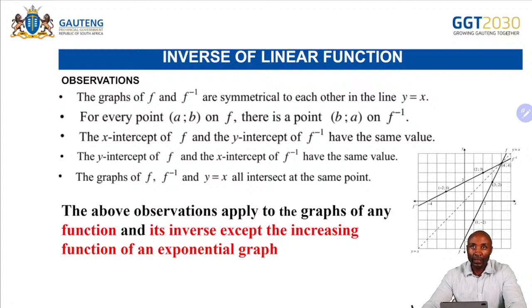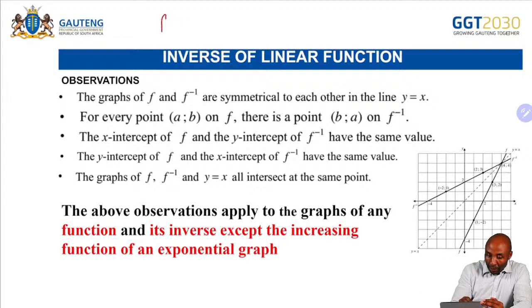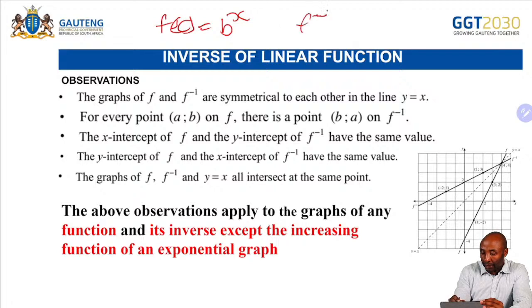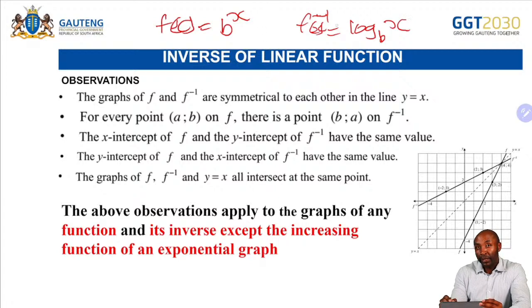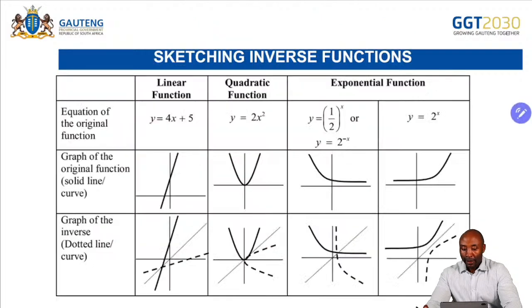But take the two functions: one is f of x equals b to the power x, and the other is f inverse of x equals the logarithm base b of x. If our b is greater than 1, these two functions will not intersect, but the line y equals x becomes an axis of symmetry.